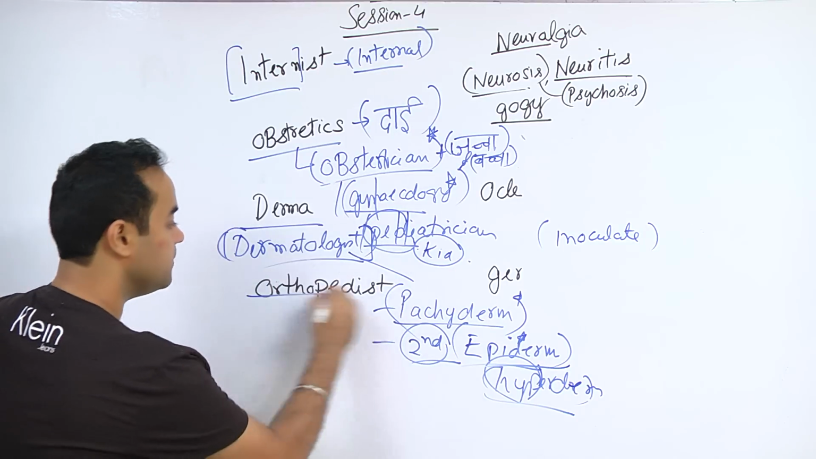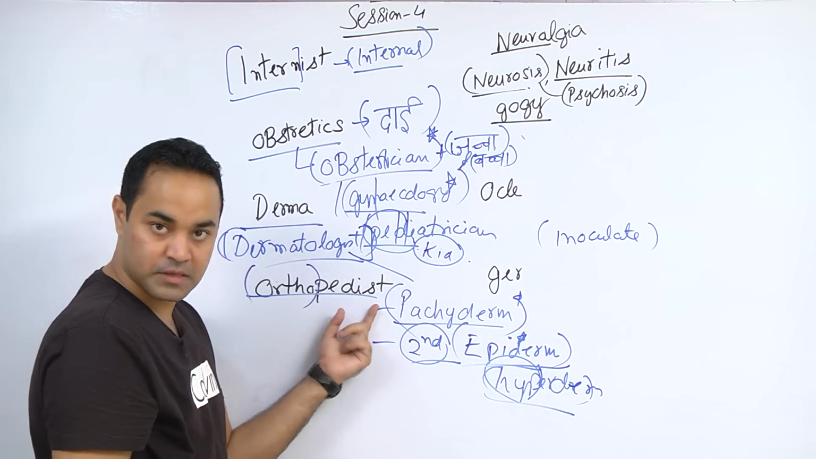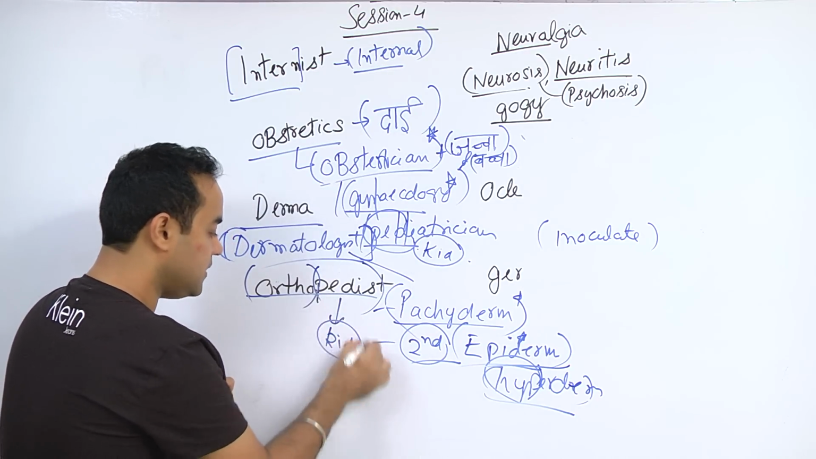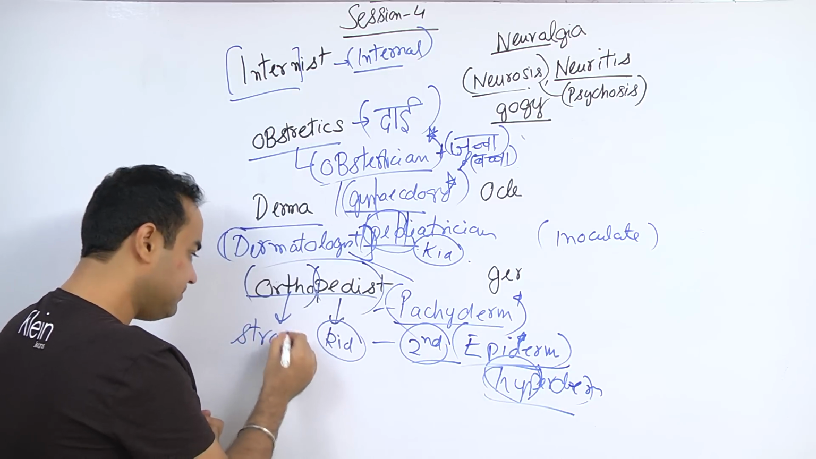Moving forward, orthopedist. Ortho means straightening. Pedia or pedist means kids. So what do you mean by that? Orthopedic means straightening of kids. Yes, it means straightening of kids.